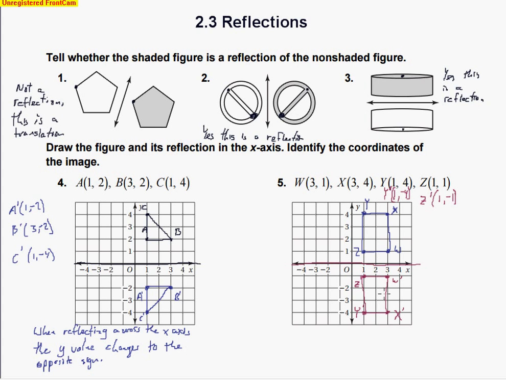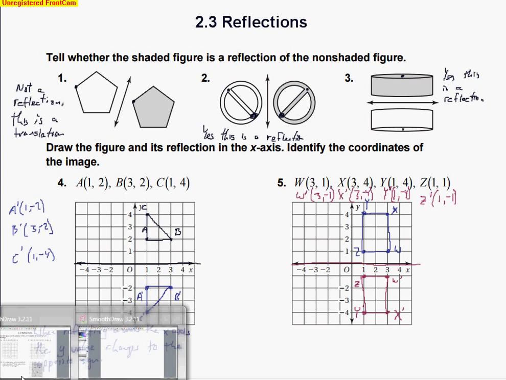And for x, x prime is going to be 3 spaces over, but 4 spaces down, so 3, negative 4. The last one, w, is going to be 3 spaces over and 1 space down. And so that's what you're going to see each time when we're crossing the x-axis, or reflecting across that x-axis. Y values change, x values stay the same. Let's take a look at the other problems.